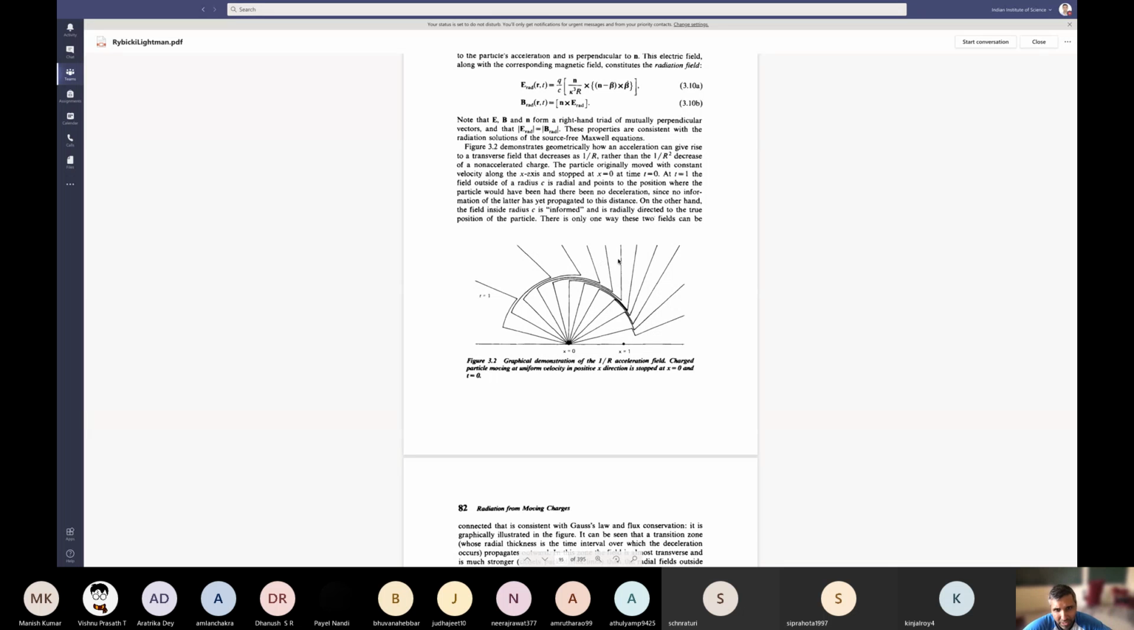Outside, the fields fall like 1 over r squared. Inside, electric and magnetic fields also fall like 1 over r squared. But here you have transverse fields, perpendicular to the direction n hat, and these are all different n hats. These transverse fields are much stronger than 1 over r squared. How do we see that these are stronger than 1 over r squared?